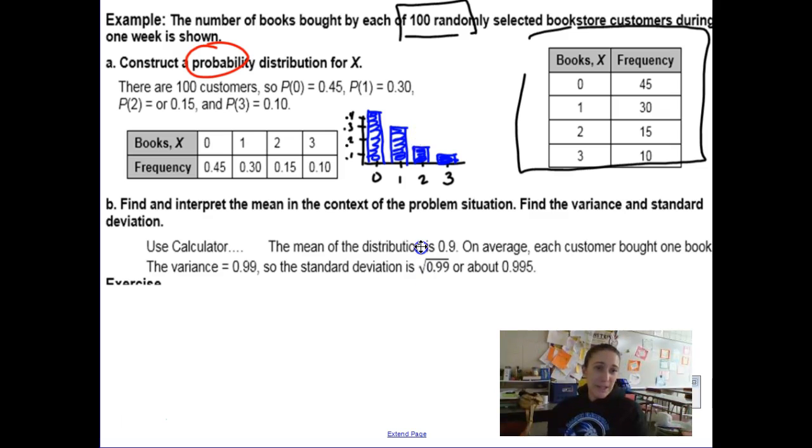And then they want me to use my calculator and find the mean, standard deviation, and the variance. So what we're going to do on our calculator is we're going to enter, excuse me again, this into list 1 and this into list 2. I'm going to pause. I want you to do the same thing. Pause the video. Enter this data, list 1, list 2.